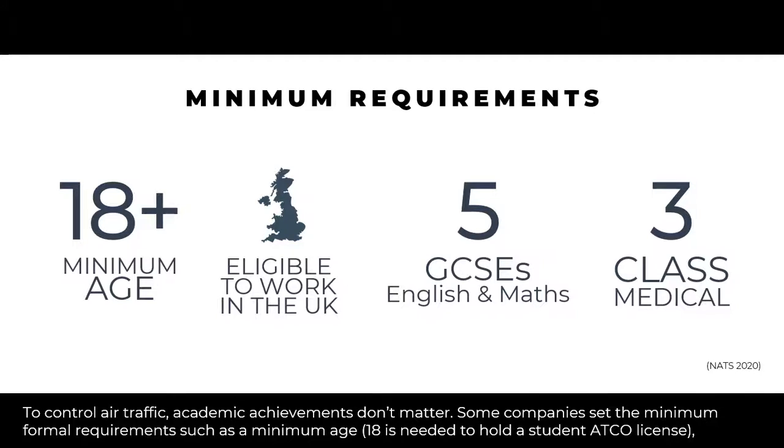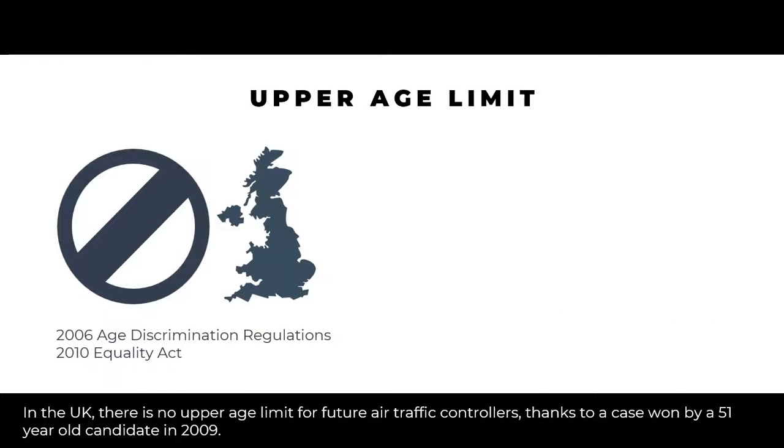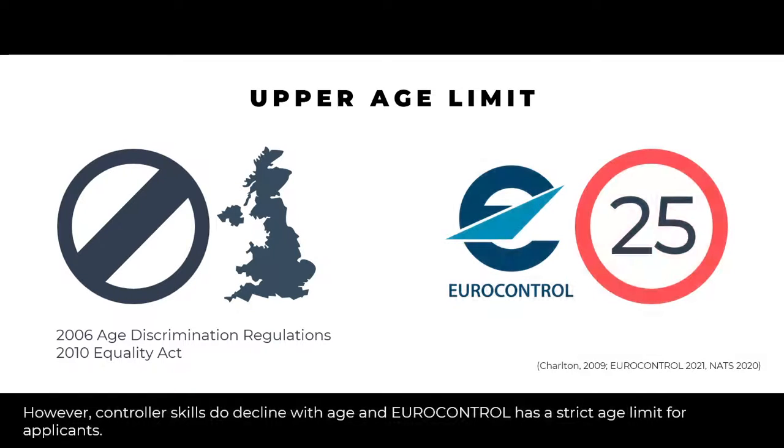Some companies said the minimum formal requirements such as minimum age, 18, is needed to hold a student ATCO license, being eligible to work in the UK, having completed general education and good health. In the UK, there is no upper age limit for future air traffic controllers, thanks to a case won by a 51-year-old candidate in 2009. However, controller skills do decline with age, and Eurocontrol has a strict age limit for applicants, 25 years.